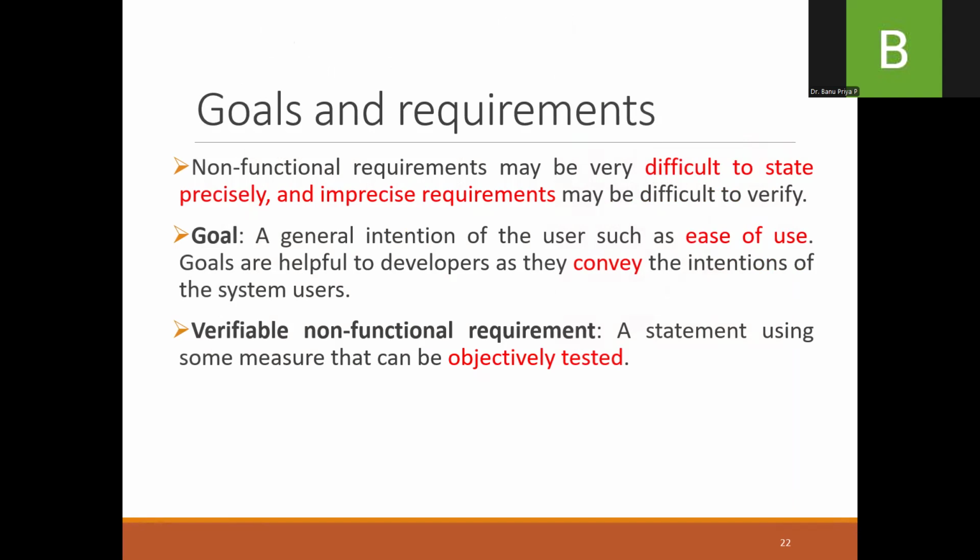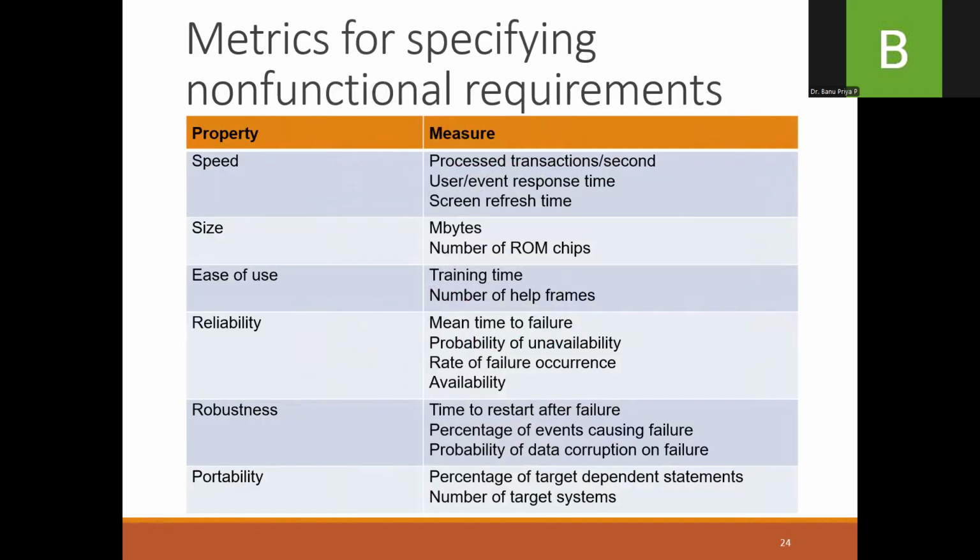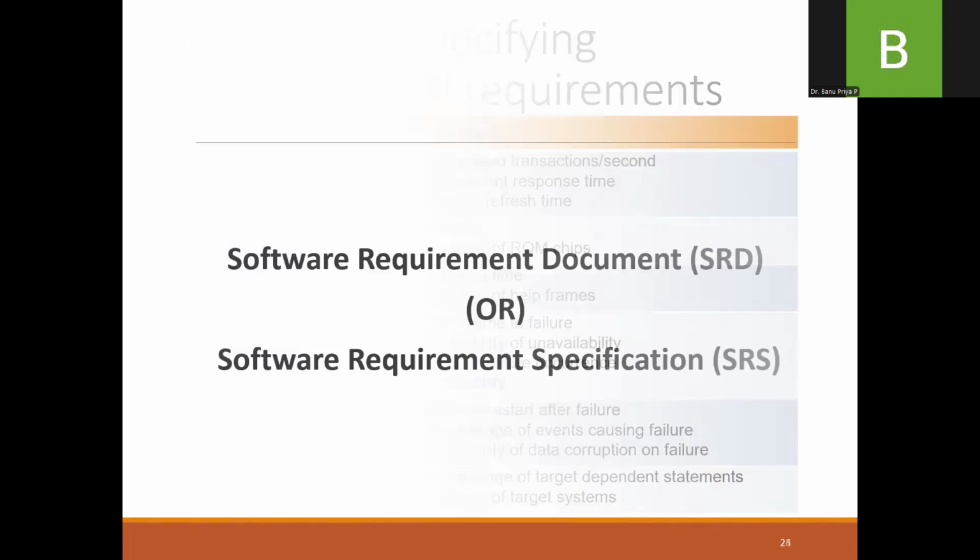Now let us discuss what is a goal and a requirement. Goal is an intention of a user, whereas requirement is very important. It has to be precise. It should be usable and it should be testable. Usable, testable is very important. That is why these always come under the non-functional requirements. The popular non-functional requirements are speed, size, ease of use, reliability, robustness, and portability. So these are important non-functional requirements under requirement engineering.